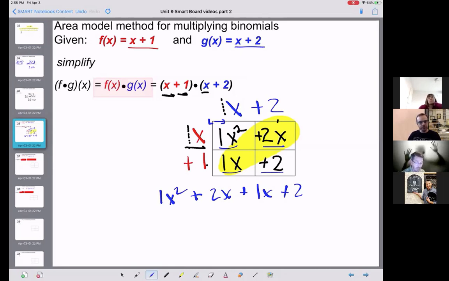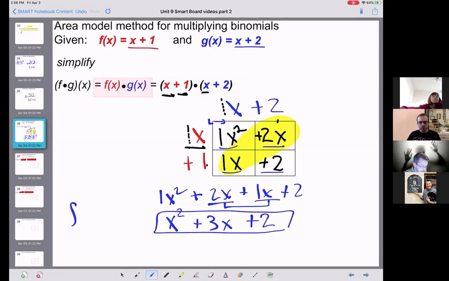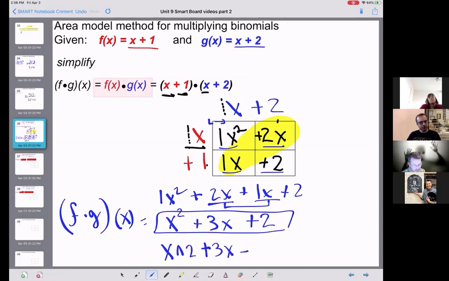Now they're already pretty much in order, because the top left one tends to be the biggest one. So I don't need the 1 there anymore. I can just put x squared. I could leave a 1, I don't have to. But then I have 2x plus 1x is 3x. And then I have a plus 2. So the solution to this is f times g of x equals x squared plus 3x plus 2. And again, to put it into Chromebook, you just put x caret key 2 plus 3x plus 2.